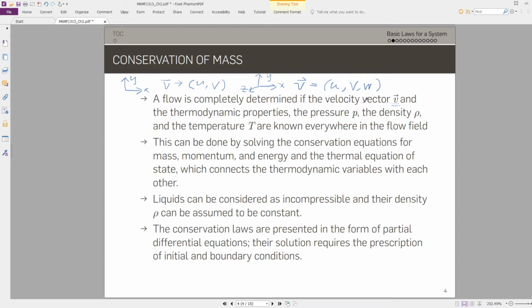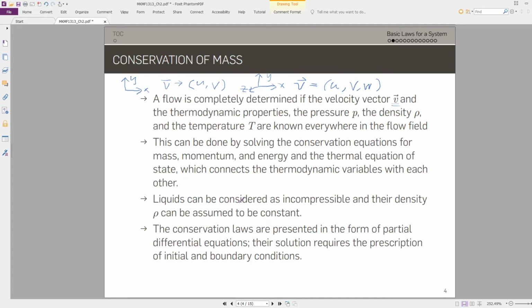It is mentioned there that the flow is completely determined if the velocity vector V and the thermodynamic properties, the pressure p, the density rho, and the temperature, are known everywhere in the flow field. This can be done by solving the conservation equations for mass, momentum, and energy, and also the thermal equation of state, which connects the thermodynamic variables.